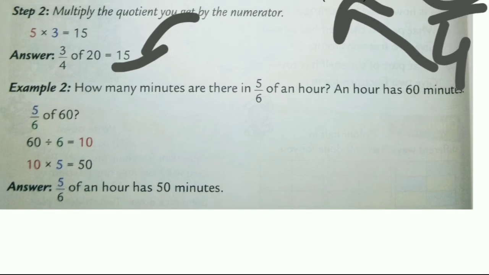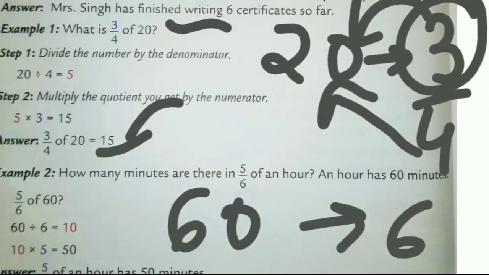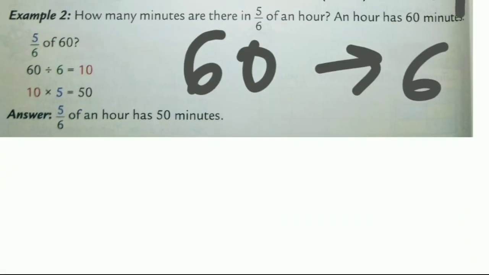Same here, 5 by 6. It means 60 is total. So total means that 60 equals 6 parts. What is 5? So 5 is 50 only.